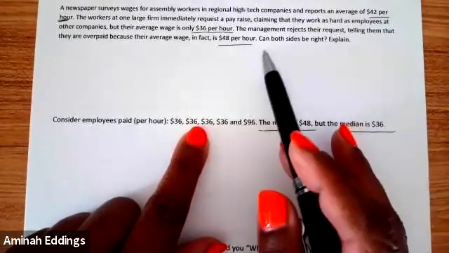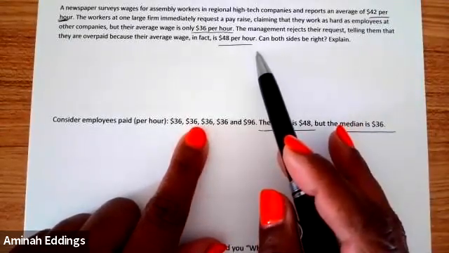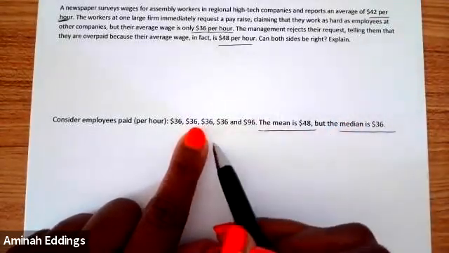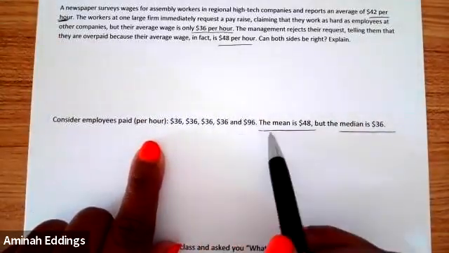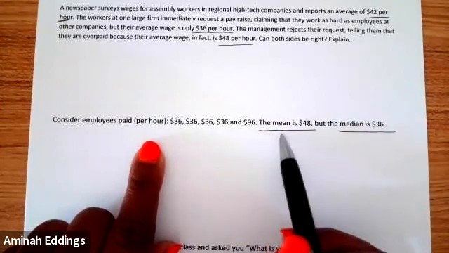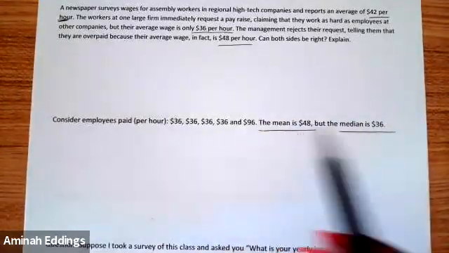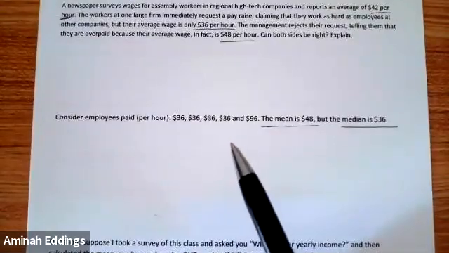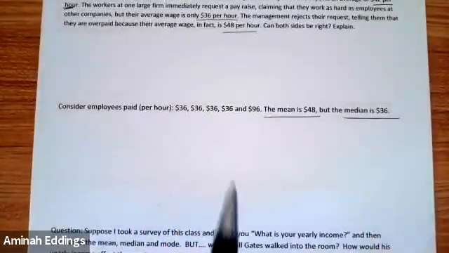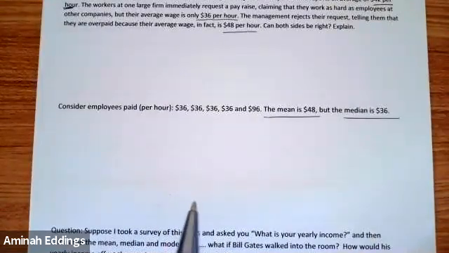Well, management didn't take that into account. They looked at the mean, in which they added everything up and divided by the total. And so the mean here is 48. So to answer this question, yes, both sides can be right. It just depends on what definition you're using for your average. Any questions there?